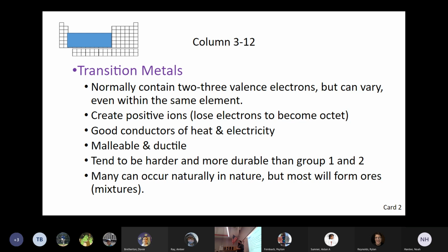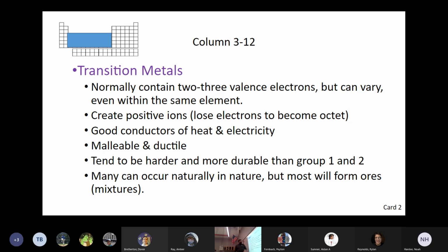They last longer than the metals that are way over here on the left, in group 1 and group 2. Group 1 and group 2 tend to be very soft metals. They can even crumble in your hand, that's how soft they are. I wouldn't touch them because they're very reactive as well. Many of the transitional metals occur in nature because they're durable, because they last.